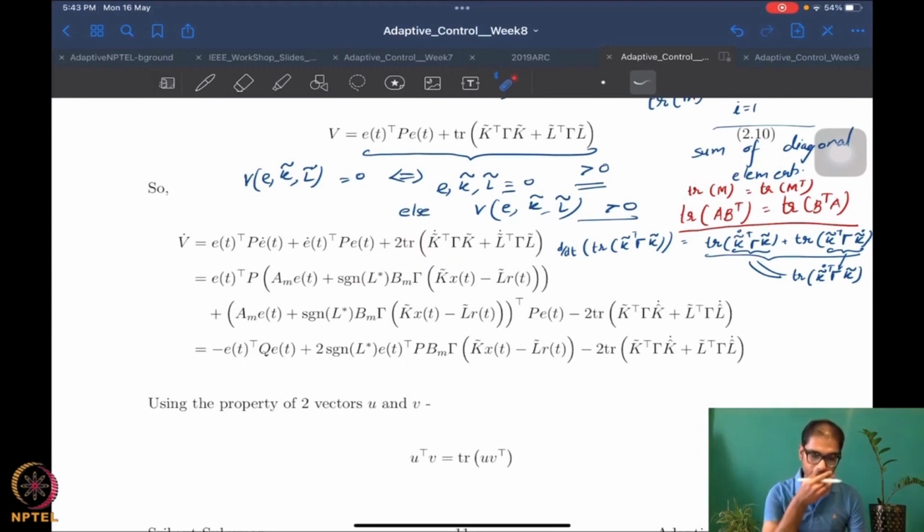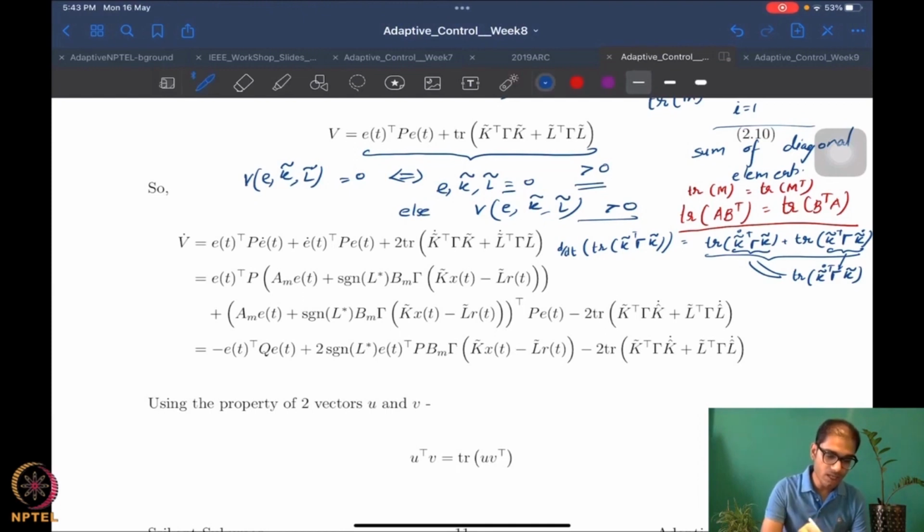In fact, I could have done the same thing here too, because P is a symmetric matrix. I could have taken the transpose of this, and I would have obtained E transpose P E dot, which is the same as this. But I am simply writing this separately because I'm going to use the Lyapunov equation. That's the only reason. I'm not doing anything magical here.